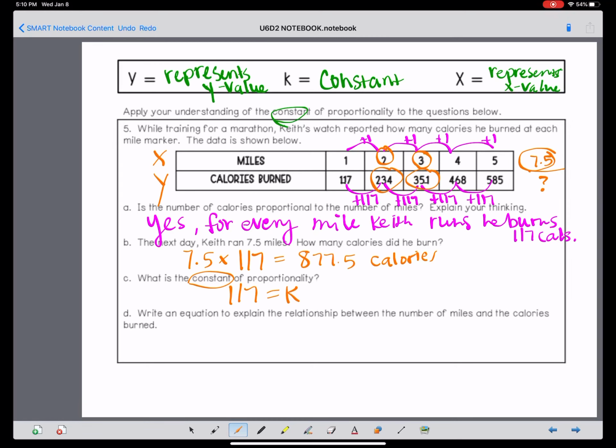Part D says write an equation to explain the relationship between the number of miles and the calories burned. We talked about this just barely, a little bit. In order to figure out the relationship, you're going to take your X value and multiply it by 117, and that will give you your Y value.